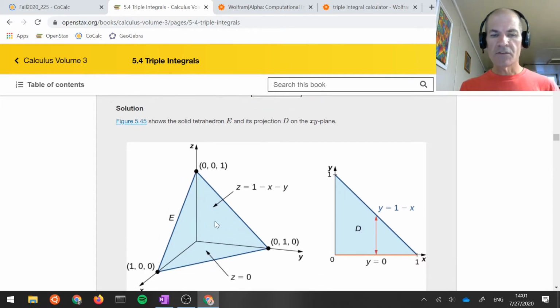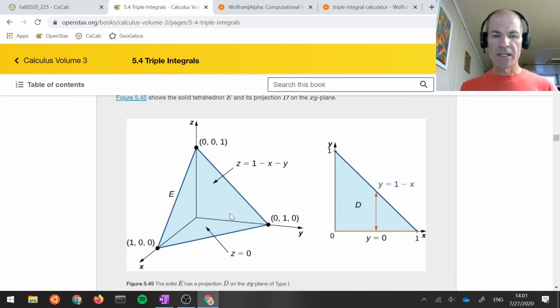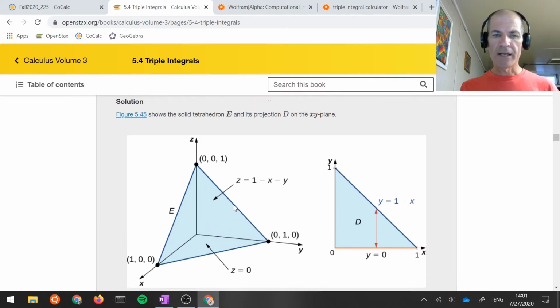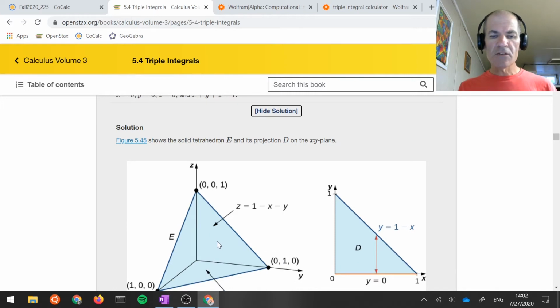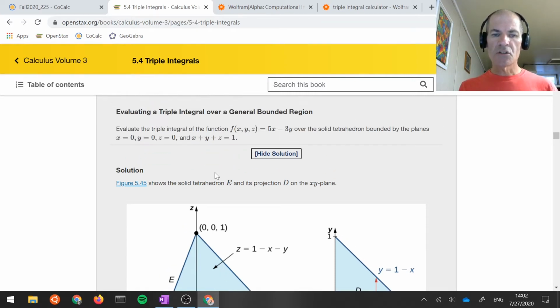Three of the faces of this tetrahedron are just coordinate planes, and those are easy to describe mathematically. x equals 0, y equals 0, z equals 0. Those are the coordinate planes. The slanted face, the fourth face of this tetrahedron, is described by a plane, x plus y plus z equals 1.